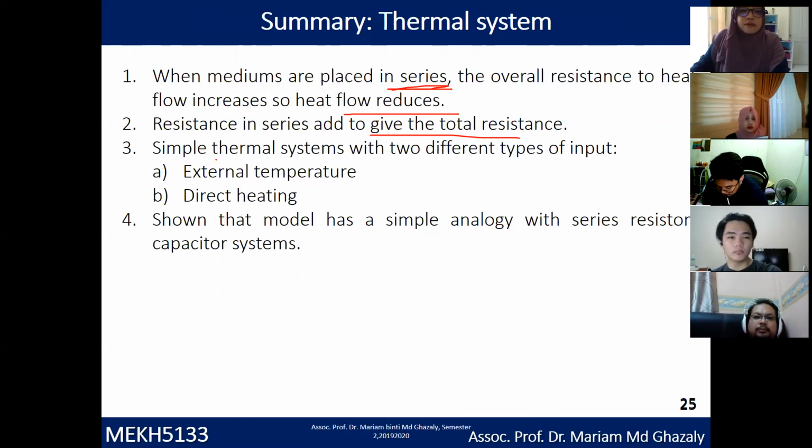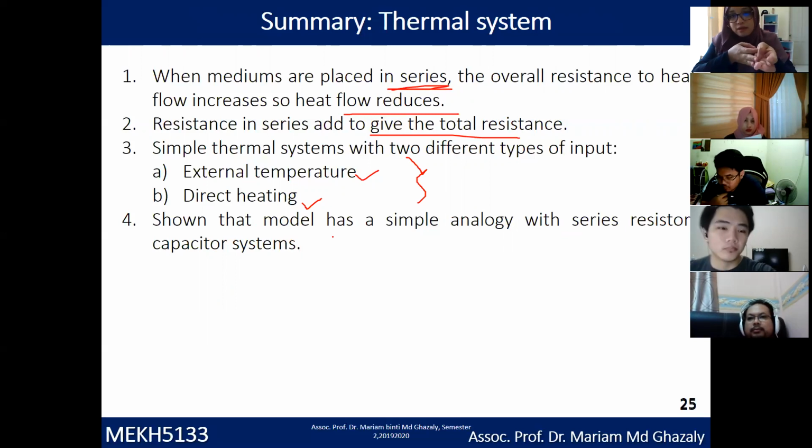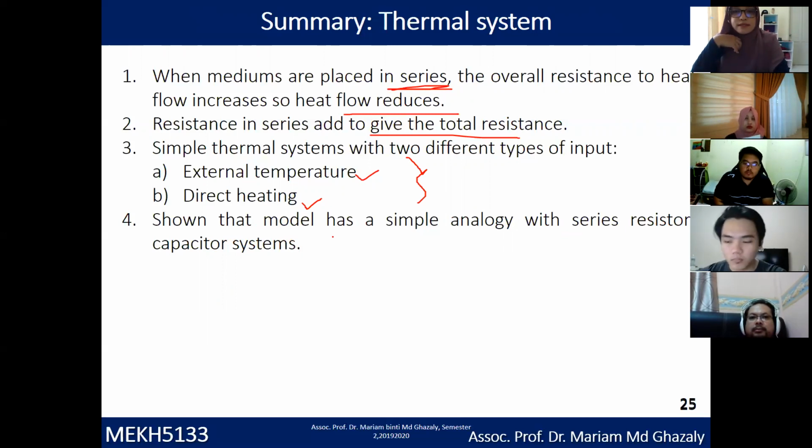The third point is a simple thermal system with two different types of input. What you did just now was add an external temperature to a thermal system, and also direct heating at Wi, so you get two different types of modeling. And the last one is that you showed the model has a simple analogy with series resistance, capacitance, and also the mechanical system and the RLC circuit just now. So that's a summary.